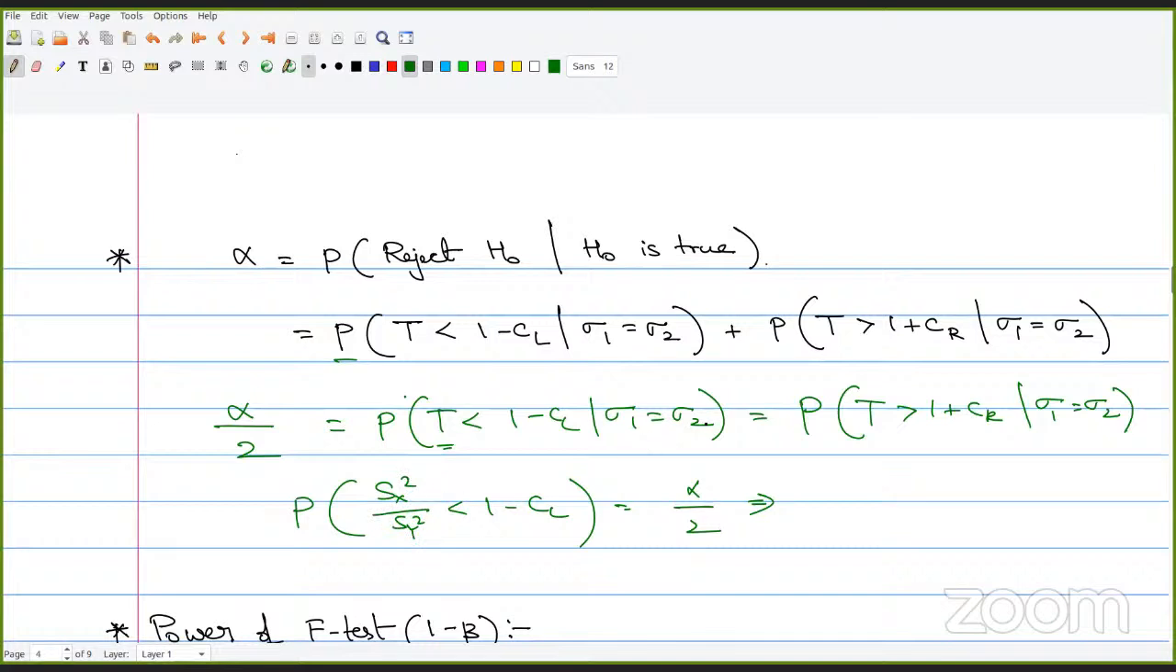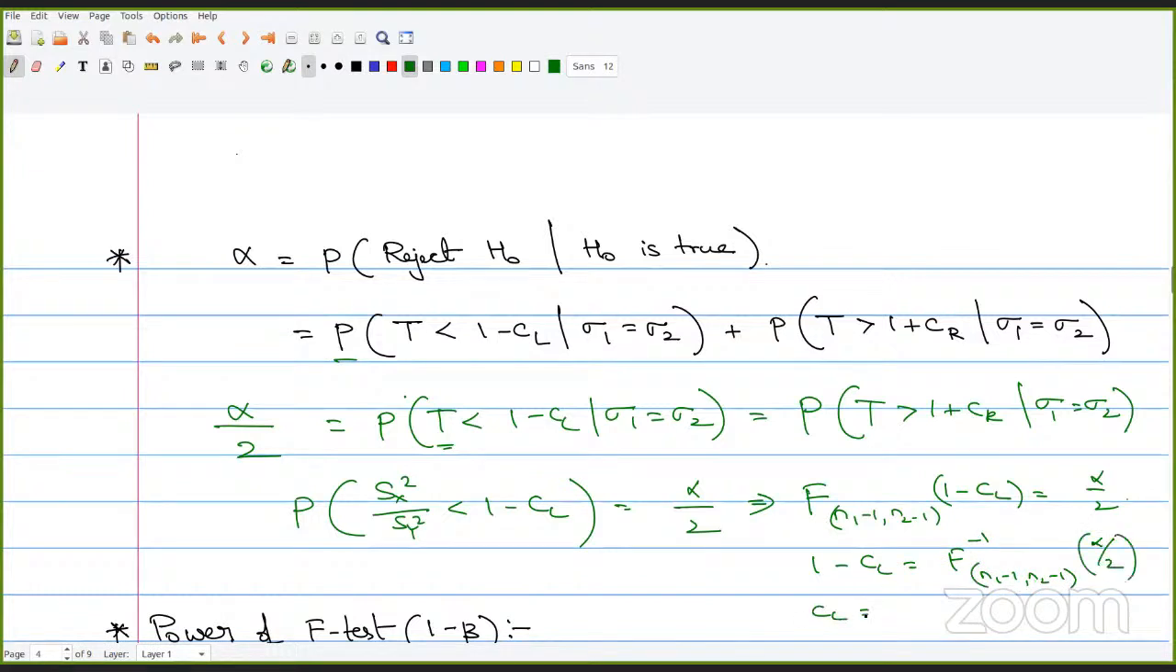If sigma 1 is equal to sigma 2, so that is given, that means this will follow. So maybe this is less than. So this is F(n1 minus 1, n2 minus 1) of 1 minus CL is equal to alpha by 2. So this is 1 minus CL will be equal to F inverse of n1 minus 1 comma n2 minus 1, alpha by 2.